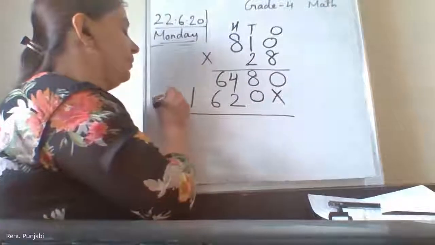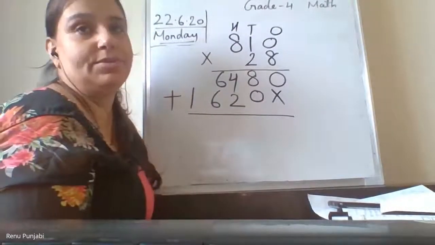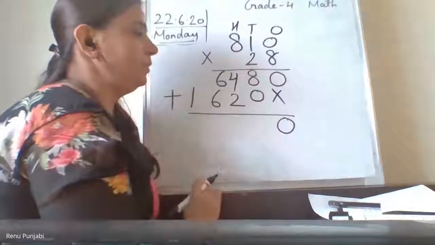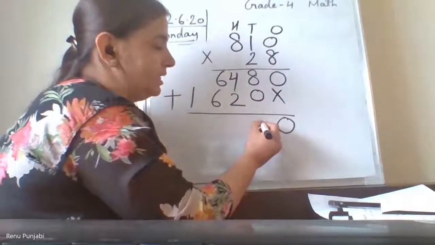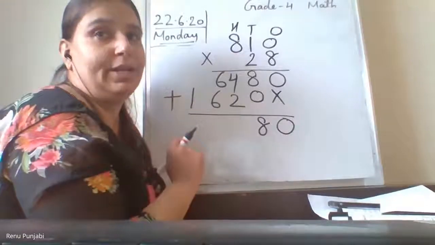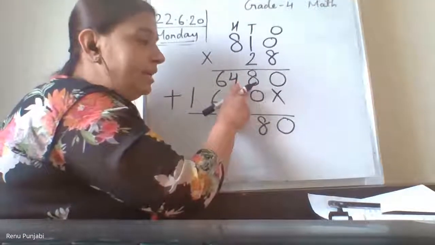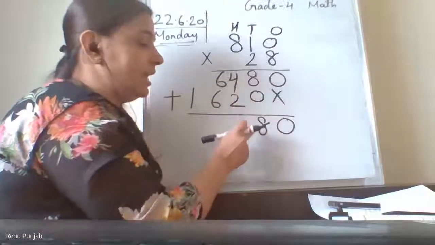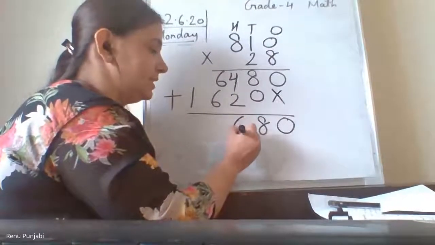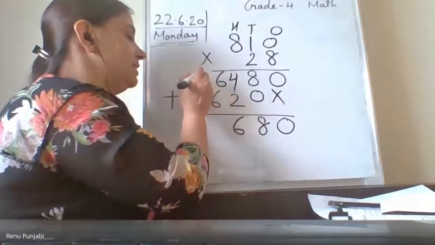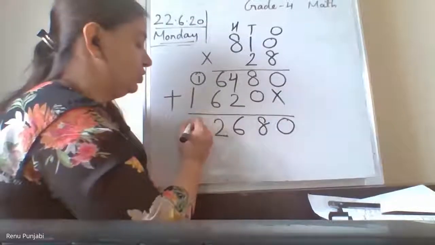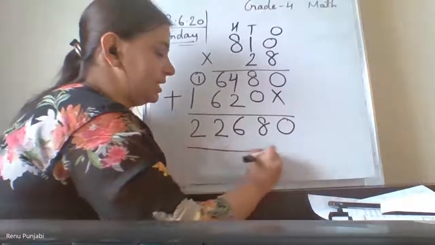Now to get the product, you need to add these values. 0, nothing is here, will be the 0. 8 zeros plus 0 is 8. You should know the addition property also. When you add 0 to any number, the same answer will come. 4 plus 2 is 6. 6 plus 6 is 12. 1 plus 1 is 2. So this is your product.